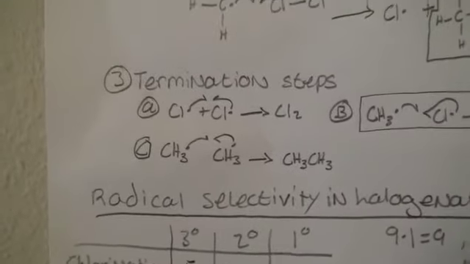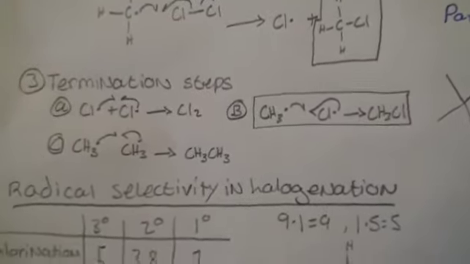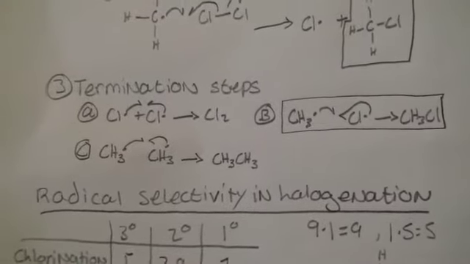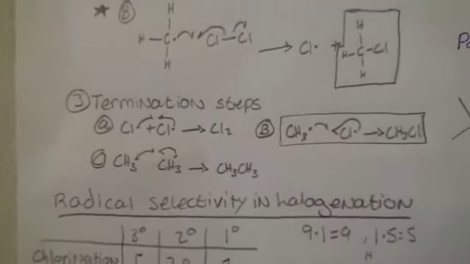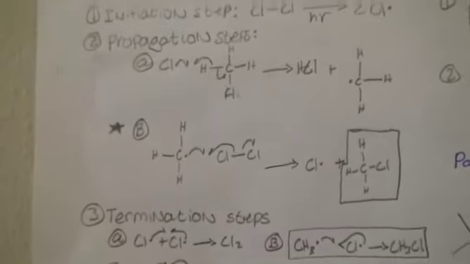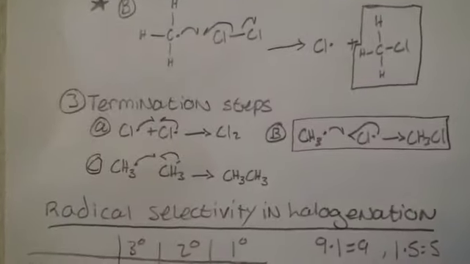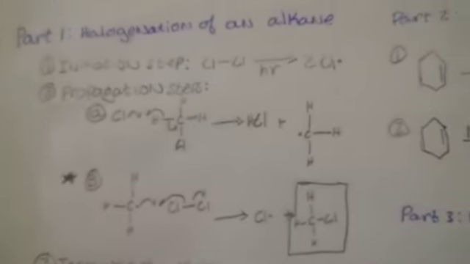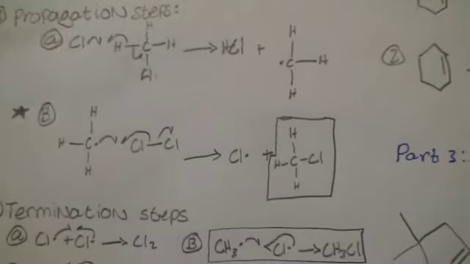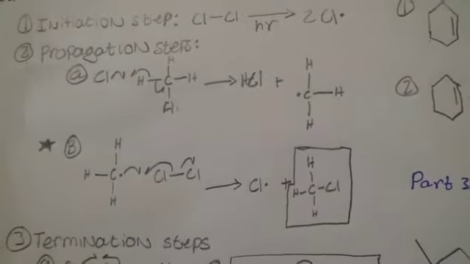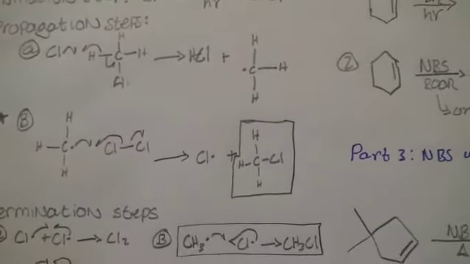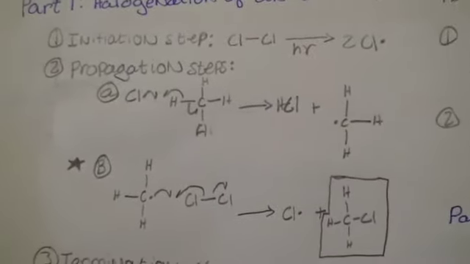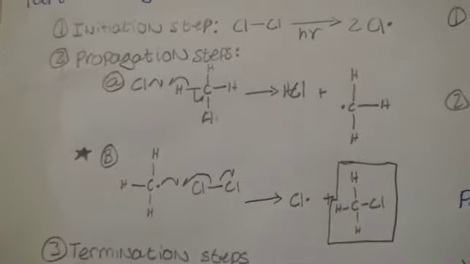Termination steps are where 2 radicals recombine, and you get a lot of different trace products in the termination step of a radical reaction, which is why they're commonly called unpredictable, because you get things like CH3CH3, which you didn't exactly want. You just wanted to halogenate your CH4. That's all you wanted. But you don't get that, so now you have to separate it, which is an extra step. Chemists don't like extra steps.